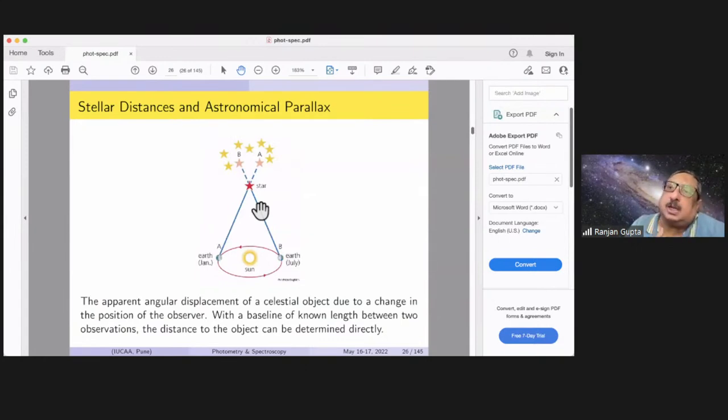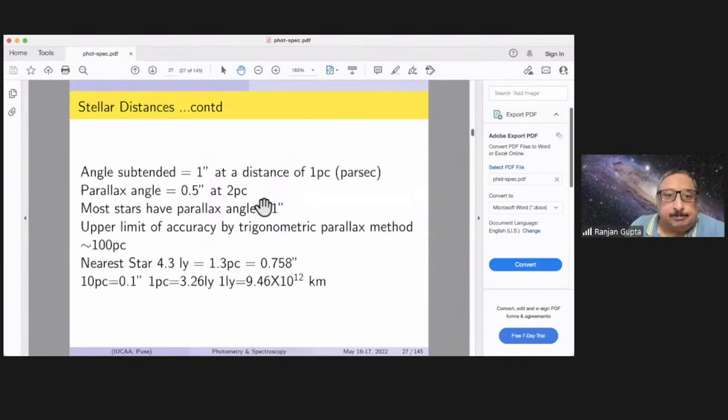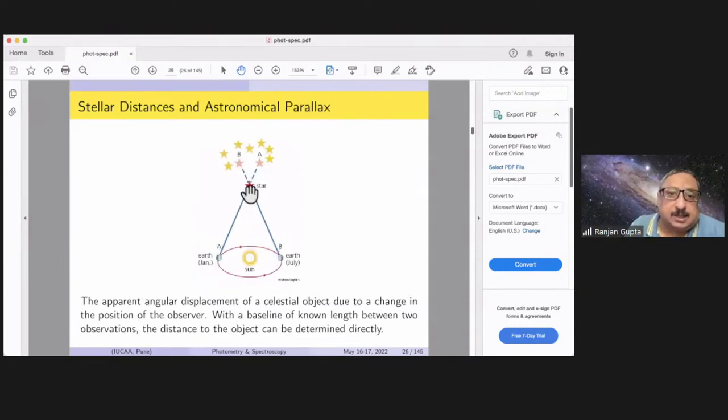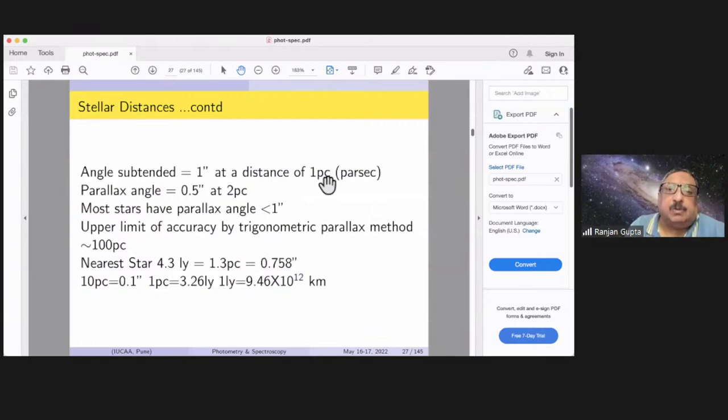Just to quickly tell you what an arc second is: 1 degree is 60 arc minutes, and 1 arc minute has 60 arc seconds, so 1 degree has 3600 arc seconds. It's a very small angle, but significant in astronomy. This is the way you would measure this angle. If this angle is 1 arc second, then this distance, whether to the Sun or Earth, doesn't matter because these are very long distances, it will be 1 parsec. So half that angle will be 2 parsecs.